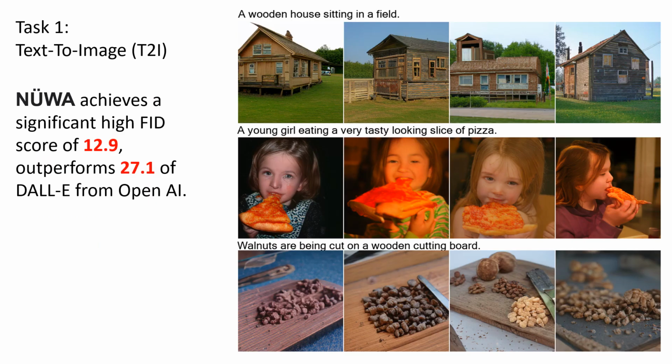The first task is text-to-image generation. For example, a wooden house sitting in a field. NUWA generates a diversity of results. And the second example, a young girl eating a very tasty-looking slice of pizza. Or walnuts are being cut on a wooden cutting board. And you can see the results are very realistic. So NUWA achieves a significantly better FID score of 12.9 and outperforms 27.1 of DALL-E from OpenAI.